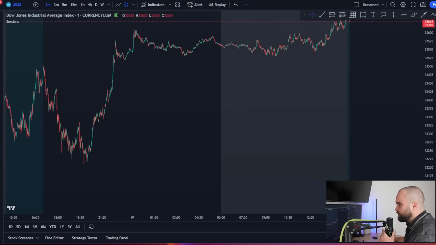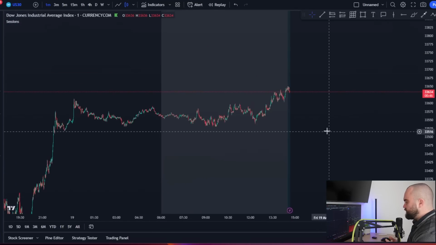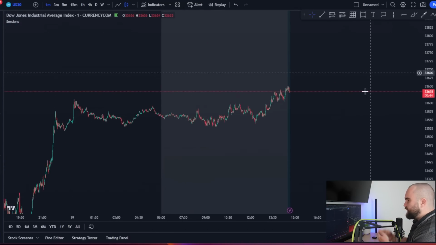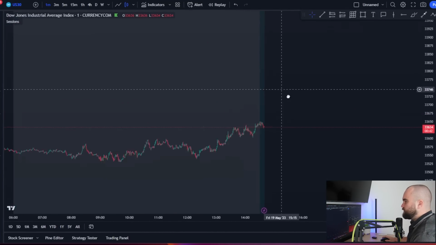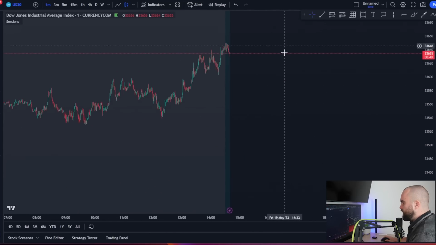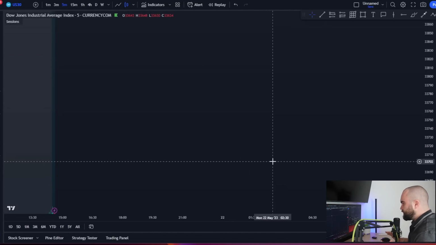Right, everyone. So we're here on US 30. Okay. And on US 30, we're going to be having a look at the entry model. It's basically the Judas swing, okay? But I'm going to be showing you guys the entry model, and I'm going to show you guys the mechanical way that I trade the system, okay? And how I get my change of character right every single time.